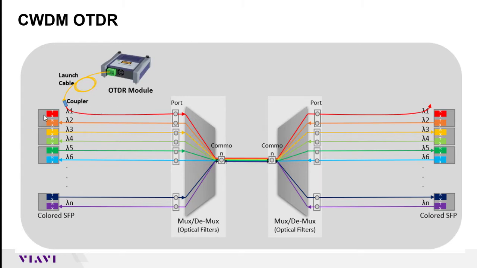So in the case that you want to be able to test through an actual mux port and onto the common fiber, and then also on the back side of the demux, on the far side of the fiber run, by choosing the exact CWDM wavelength, you would be able to pass through both the mux and the demux.